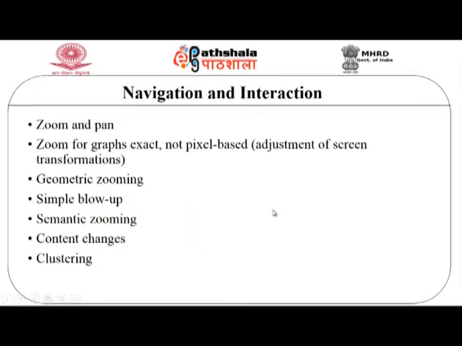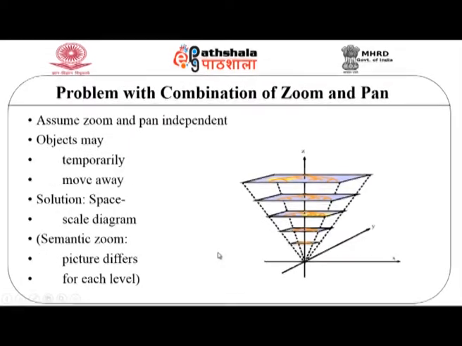If you look at navigation and interaction associated with graphs, there are various navigation and interaction patterns associated with the graph data. You can zoom and pan for the graph data. You can zoom for graphs where you go for an exact, not pixel based, approach, that is, adjustment with respect to the screen transformations. You can have geometrical zooming. You can have a simple blow up of the graph data. You can have semantic blow up or zooming of the graph data. You can have content changes. You can do clustering of the graph data.